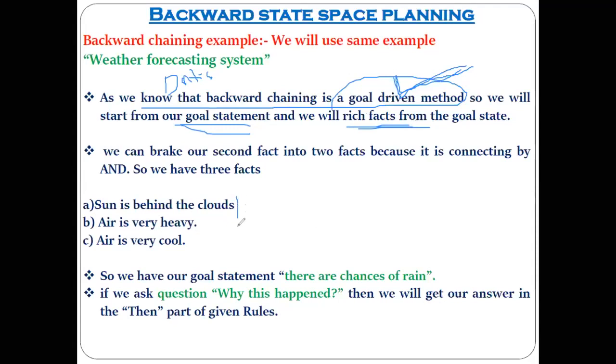Now similarly, we have been given two facts, and we are going to simplify those two facts into three facts: first, second, third. Same point. But now we are not going to start with these facts. We are going to start with the conclusion, or the outcome, and from this outcome we'll try to reach the facts. In the forward search, we ask what will happen next, and we get the answer in the then part. Here, what question are we going to ask? Why did this happen? Let's see how it will proceed.